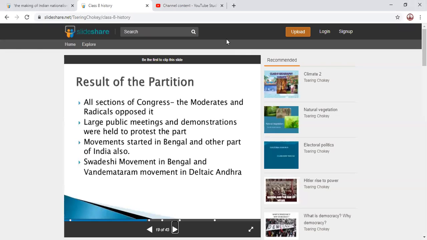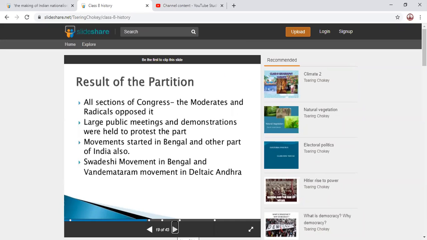Second, large public meetings and demonstrations were held to protest the partition. Third, the movement started in Bengal and other parts of India also. Fourth, the Swadeshi movement in Bengal and the Vande Mataram movement in the deltaic coastal parts of Andhra Pradesh began. At that time, moderates and radicals followed two methods. So the next question arises: what were the methods opted by the radicals and the moderates to oppose the Britishers?